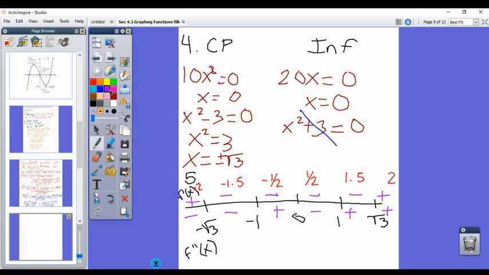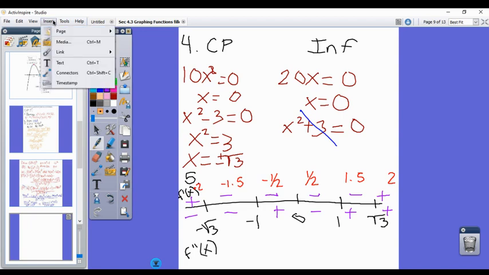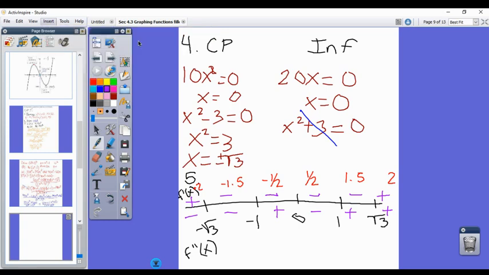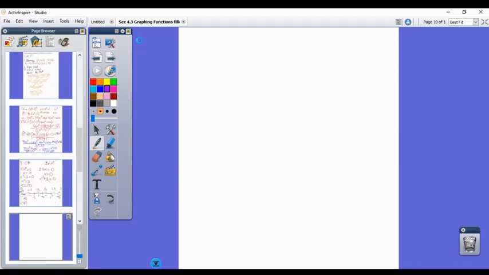So insert another page. Just write too big. Did it work? Nope, it's still thinking. Okay, part 6.